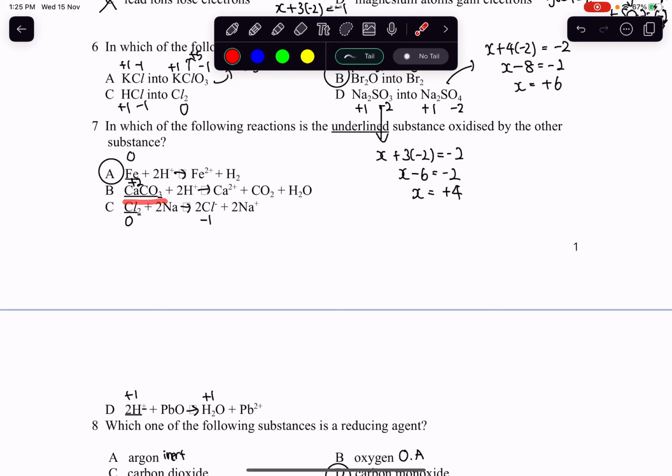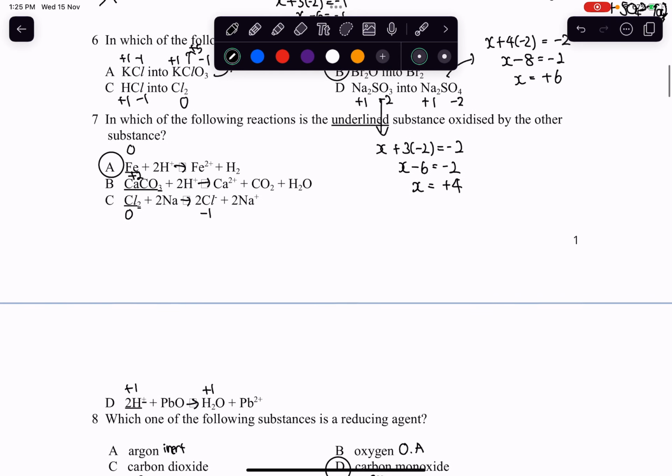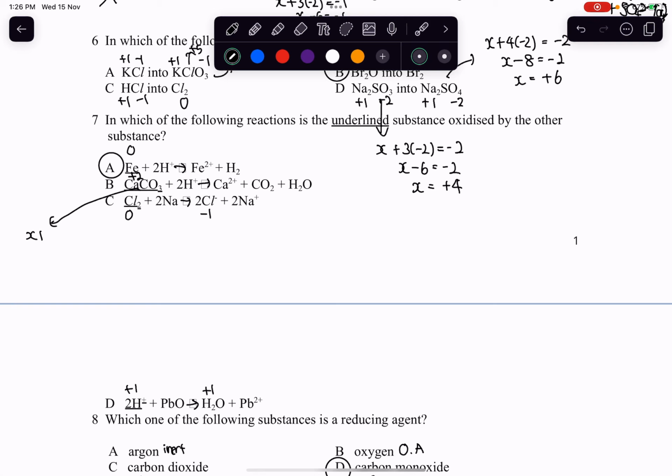You have CaCO3. From here, Ca has to be plus 2 and CO3 will be 2 minus. To double check CO3 2 minus, you let the OS of C be x, so x plus 3 times minus 2 gives you minus 2, x minus 6 equals minus 2, x equals plus 4. And if you calculate the OS of carbon in CO2, it is also plus 4, so there's actually no change in any of the OS inside CaCO3.